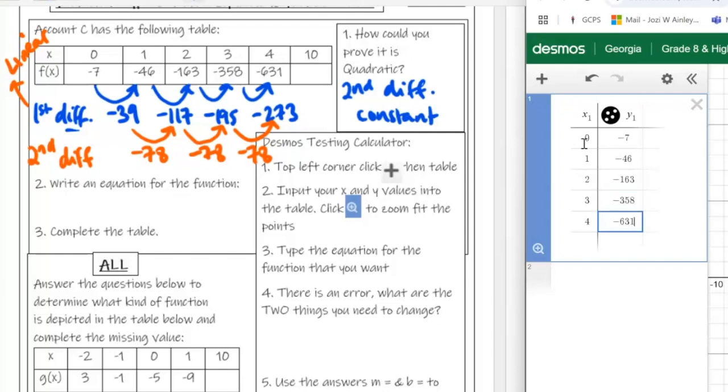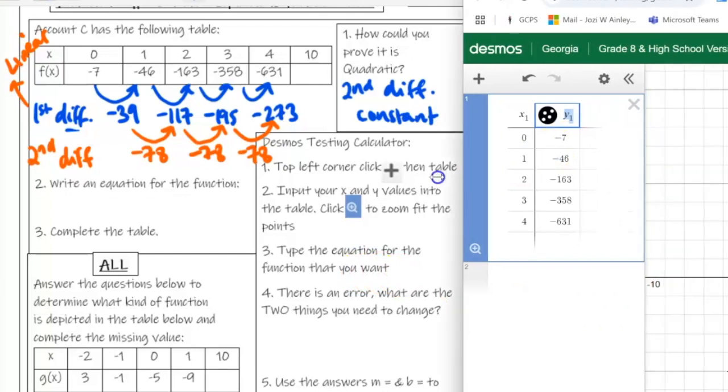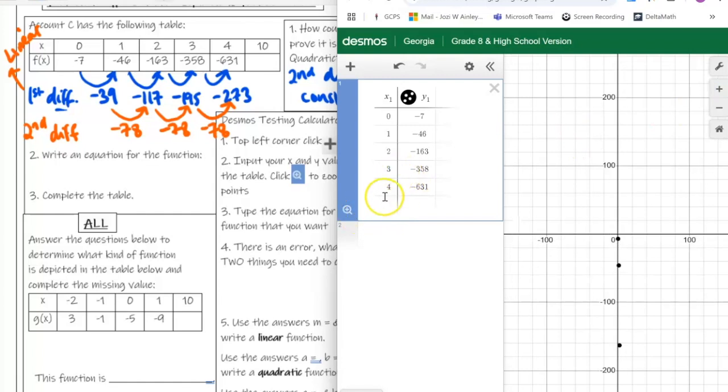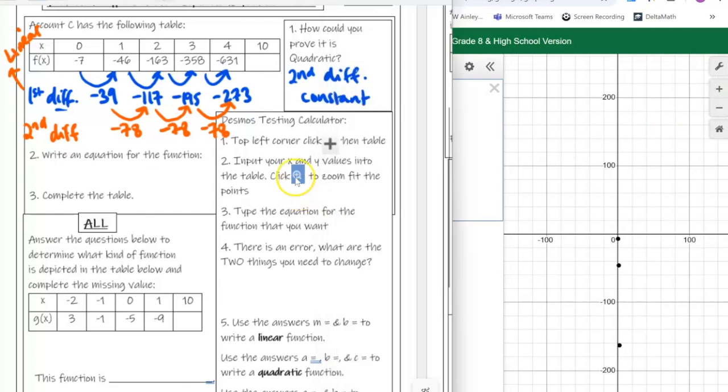So input your numbers, your x and y values. You can see it's labeled x1 and y1. Then type the equation for the function you want. Right now, I don't know what this function is. So now I'm going to show you how to do this with a calculator and make this a little bit bigger. Instead of zooming out traditionally, right at the bottom left of your table, there's this plus sign right here.